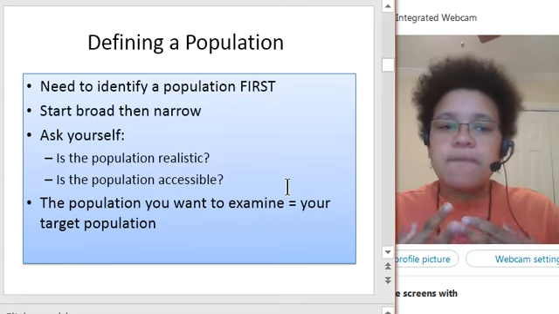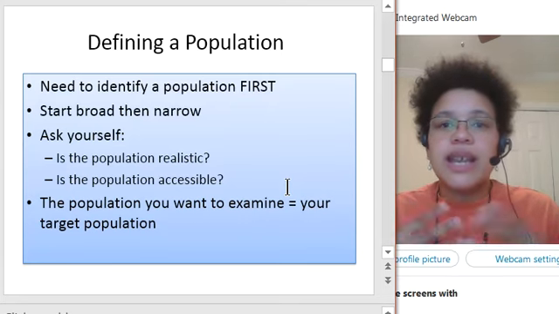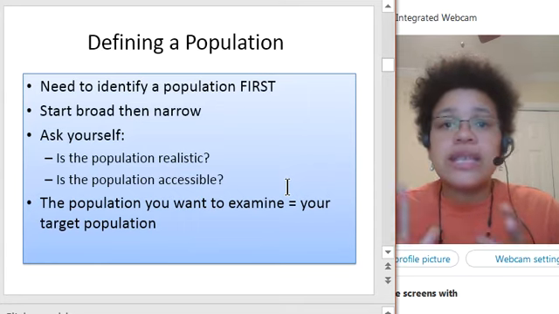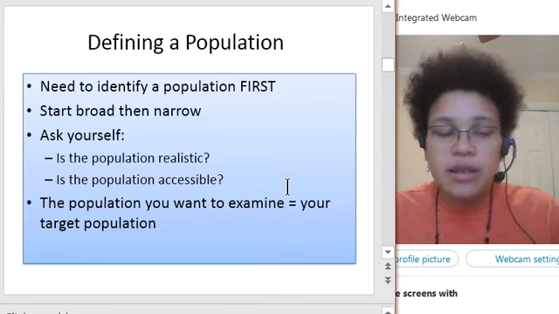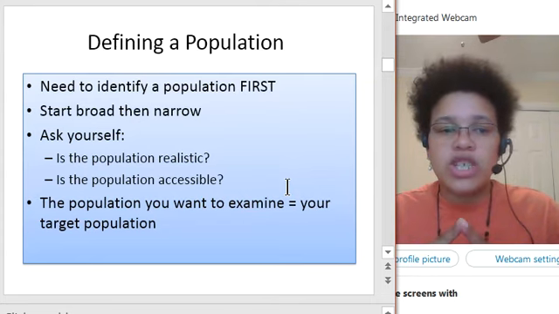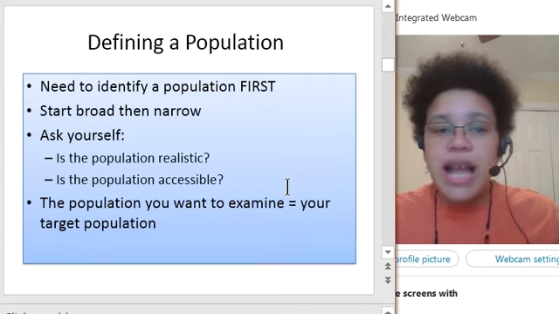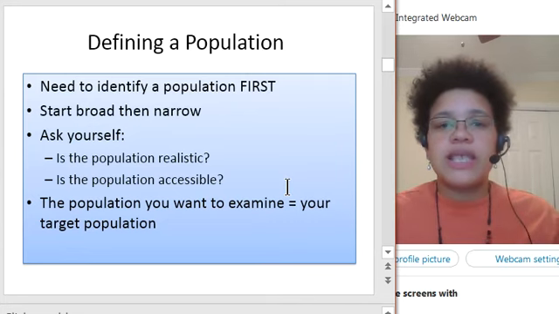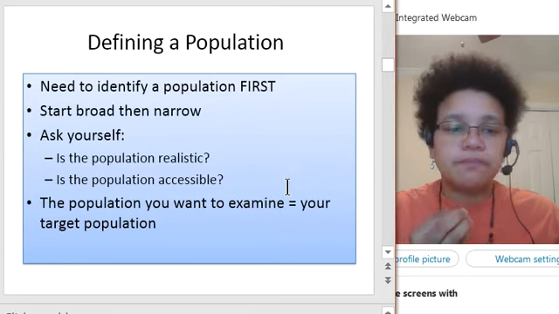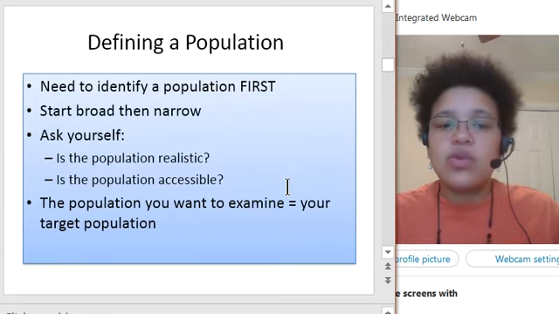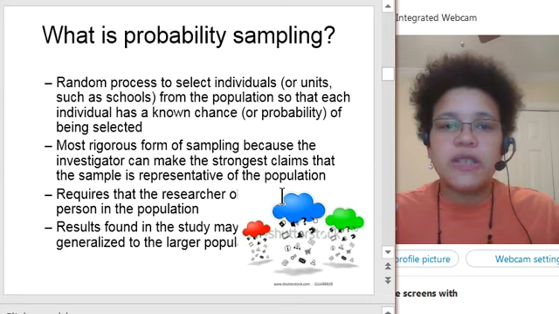Thinking about, is our population realistic? Is it accessible? In some cases it is. Maybe you're just interested in students at a particular school. And if it's a small school, you may be able to, let's say, survey all of those students or review all of their grades to answer your research question. Often it's not realistic because the population is not accessible. Then you get a sample. But basically the population you want to examine is your target population.